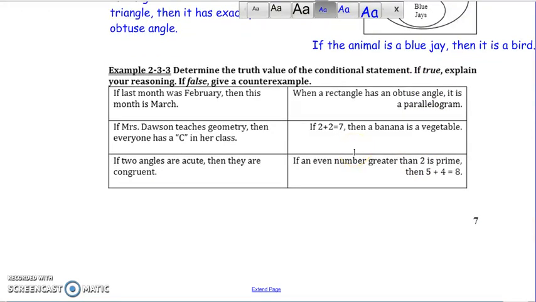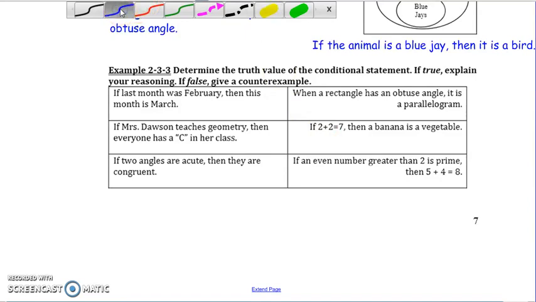All right, so in this next one, we're going to determine if it is true or false, kind of like what we did in the last lesson here. So in this first box, it says if the last month was February, then this month is March. Goodness, if I could read. So if last month was February, then this month is March. True. When a rectangle has an obtuse angle, it's a parallelogram. True. So that's what makes it kind of slanted.